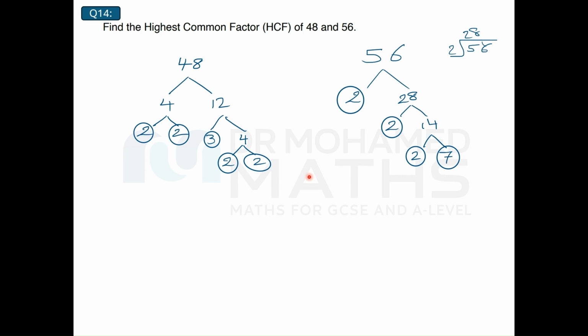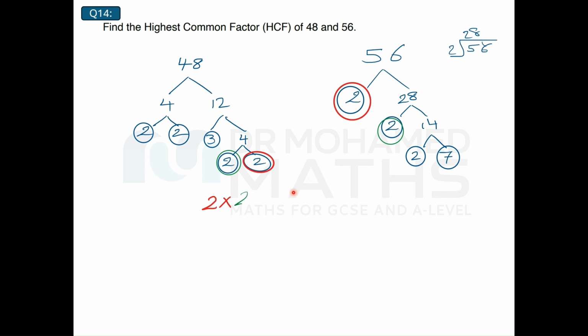So what next in order to get the highest common factor? We need to search for common prime factors in both trees here. So let's look at 48. I have 2 here and I have 2 there. So these are common. If this is common, I write what number is common, which is 2. So this is the first digit which is common. Try to find another common number. We can find 2 here and 2 there. So again, they are common.